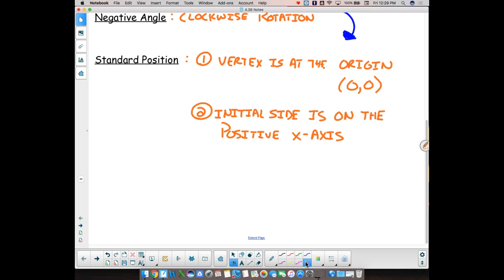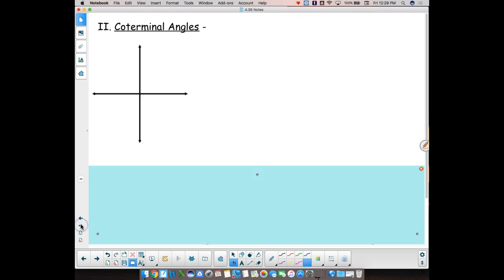If I go over here, my positive angle is now 5 pi over 6, or 150 degrees. My negative angle is negative 7 pi over 6, or negative 210 degrees. So an angle can have multiple angle measures. And we call that coterminal angles.